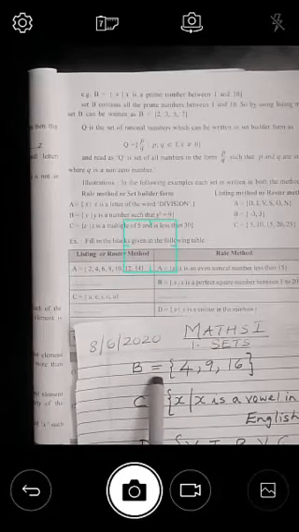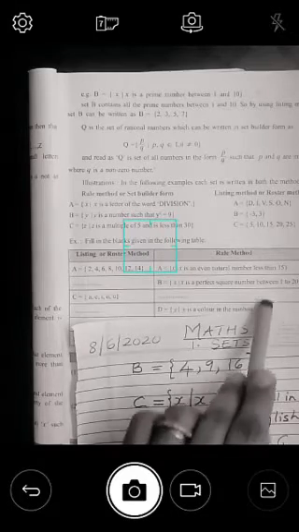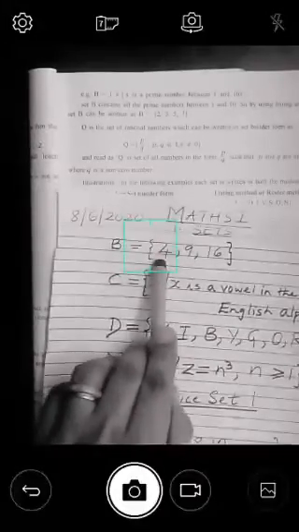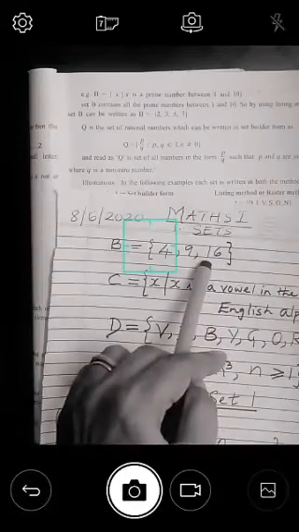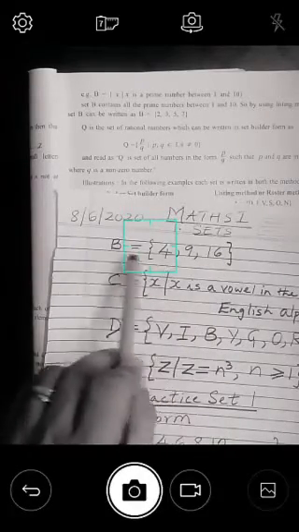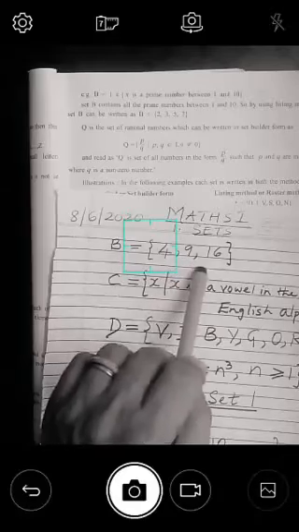Now next, B is equal to X such that X is a perfect square number between 1 to 20. So we will write it in this way. Since they said set B, so we'll write it as B is equal to, now they said perfect square number and between 1 to 20. So we have to write it as 2 square, that is 4, 3 square 9 and 4 square, that is 16. So we'll write it as B is equal to 4, 9, 16 within curly brackets.